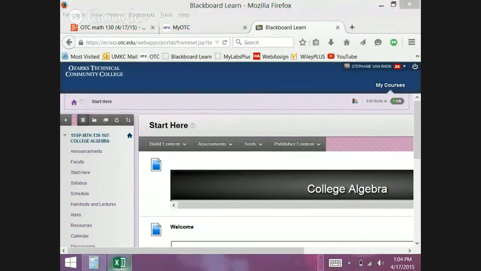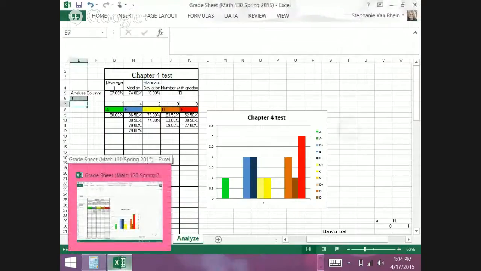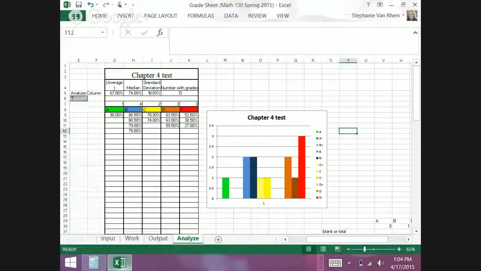Okay, so if you want to see where you fall in the course, this was the breakdown of grades: 1 A, 4 Bs, 2 Cs, 3 Ds, and 3 Fs. 67% was the average, but the median was 74, meaning half the class got a 74 or above. The average is lower because we have some low grades bringing us down.